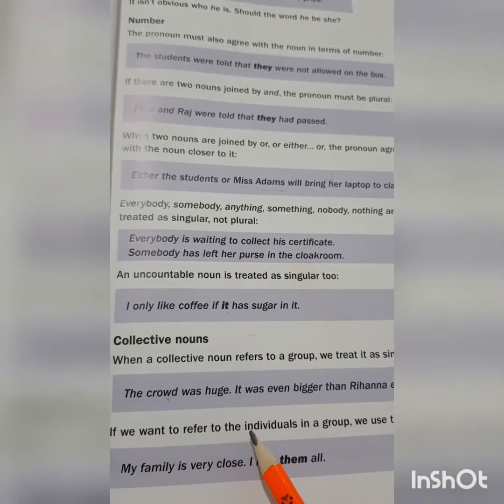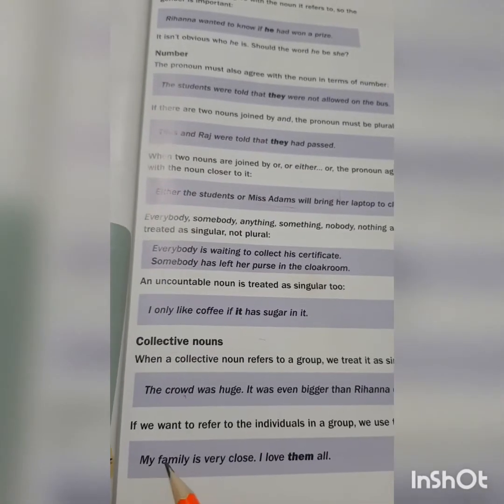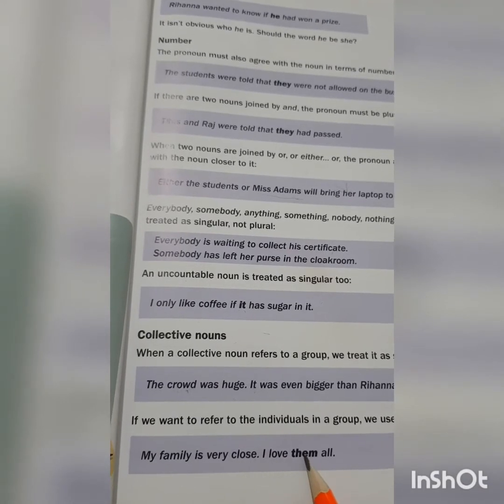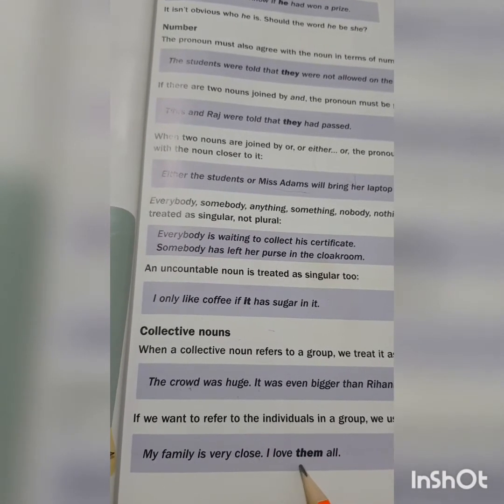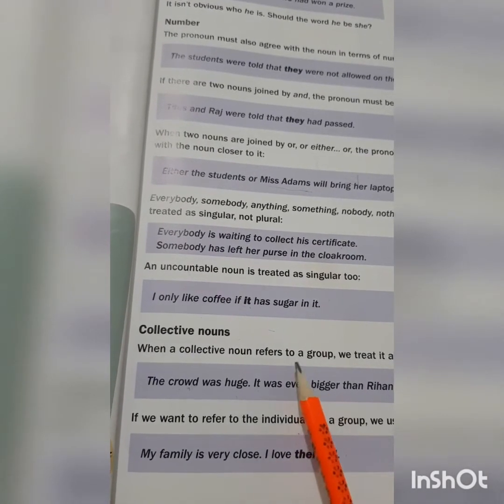If we want to refer to the individuals in a group, we use the plural. My family is very close. I love them all. You wouldn't say I love it all. I love them all. You're referring to the individuals in the group, not the group, the individuals.